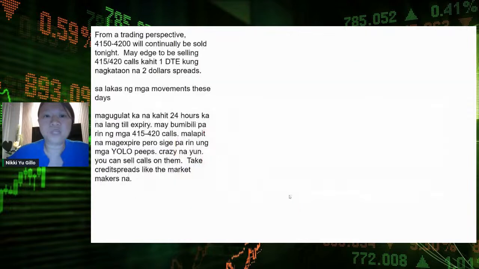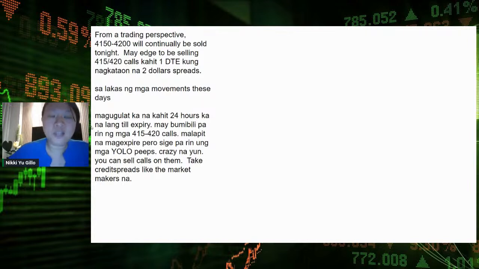That's about it. Okay? So from a trading perspective, what it means is that 415 to 420 SPY will continually be sold tonight. You've got an edge to sell 415, 420 calls, especially if it's just 1 day to expiry, 7-day expiry. Kung nagkataon that you can still get about $1 to $2 spreads. So sometimes magugulat ka na 24 hours na lang till expiry, may bumibili pa rin. May mga DGen YOLO calls pa rin na bumibili ng mga 415, 420 calls.